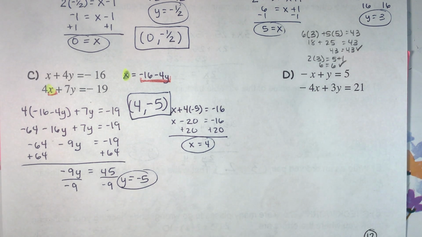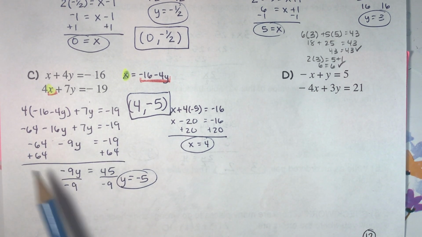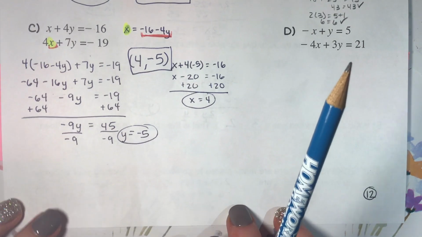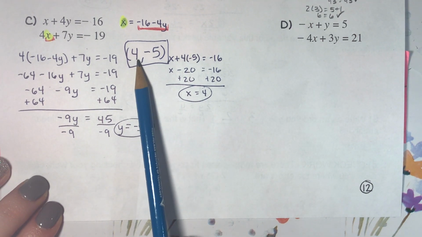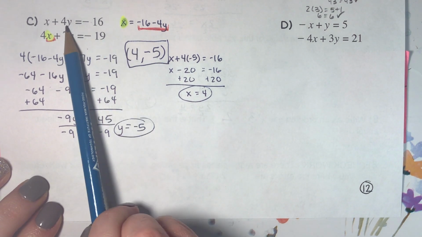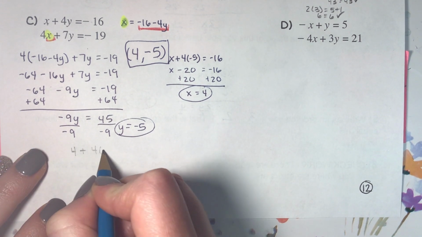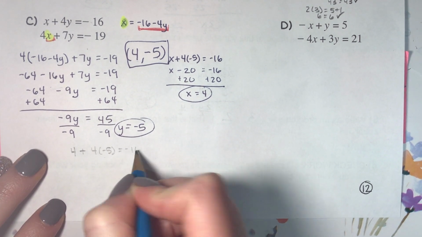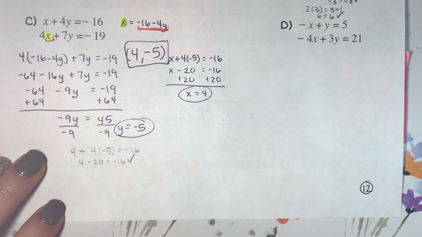I do want to check my work real fast because there were a lot of negatives and the numbers were getting kind of big. So this would be an easy problem to make a simple math mistake on. So I just take my 4 and I replace the x with it, and the negative 5, I replace the y with that. So it's 4 plus 4 times negative 5 is equal to negative 16. 4 minus 20 is equal to negative 16. That one works out.